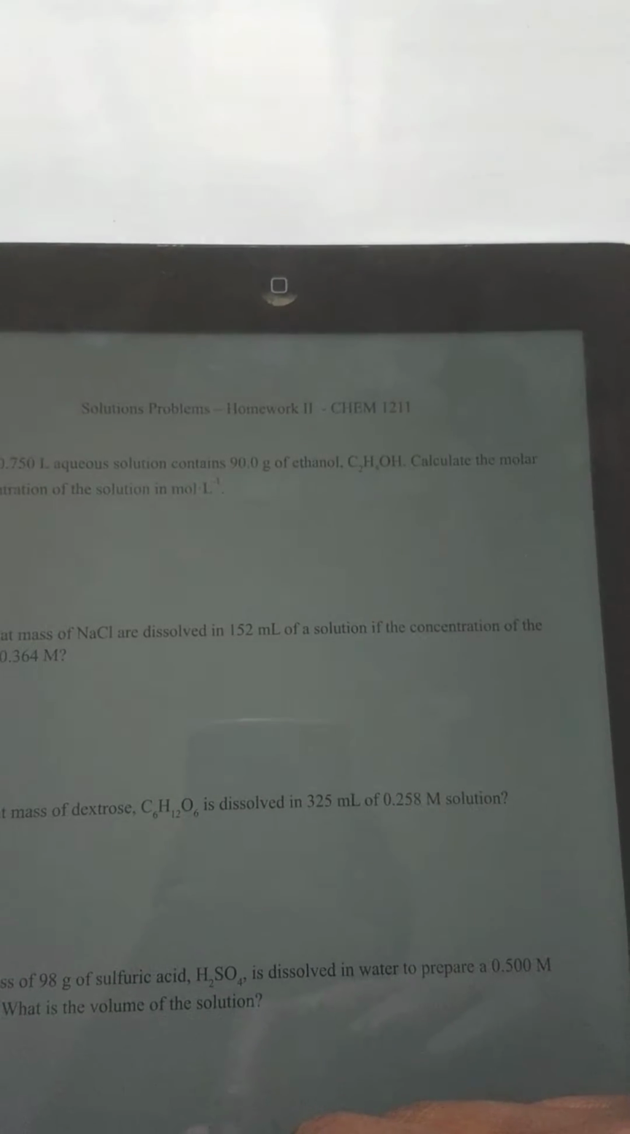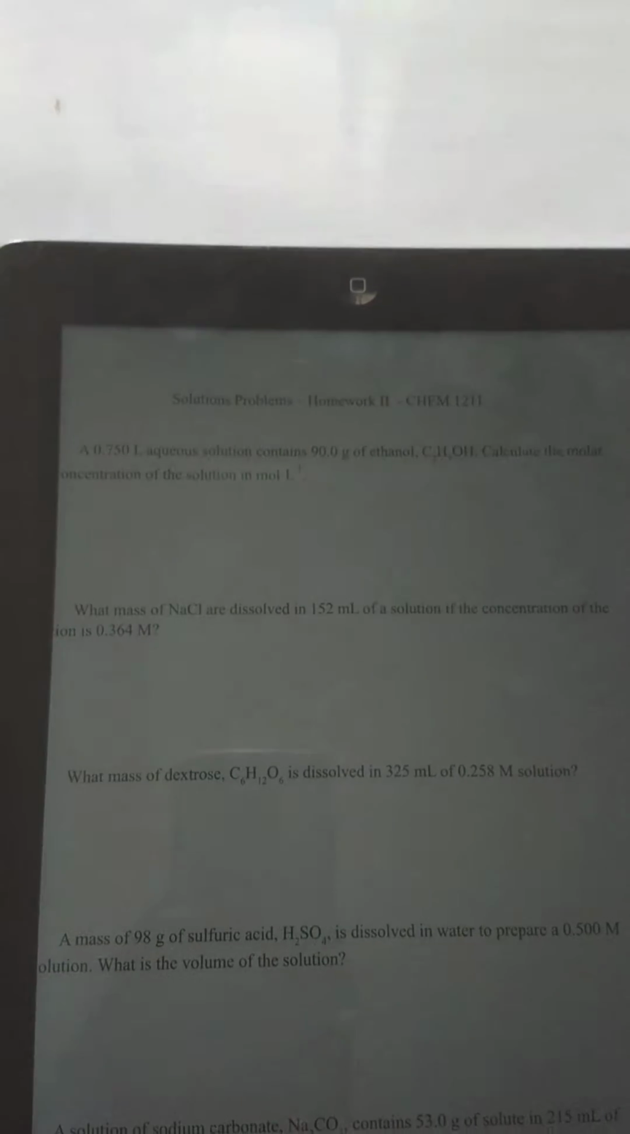Solving today is problem 1. It reads, 0.750 liters of aqueous solution contains 90 grams of ethanol, C2H5OH. Calculate the molar concentration of the solution in moles times liters to the negative 1.